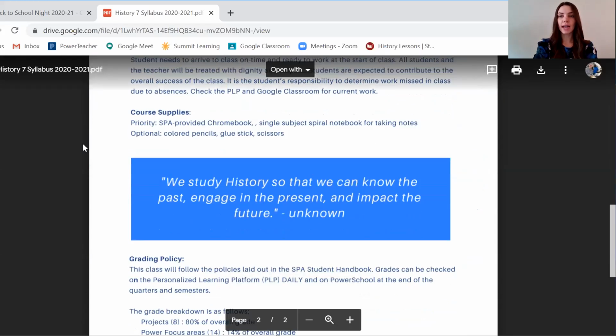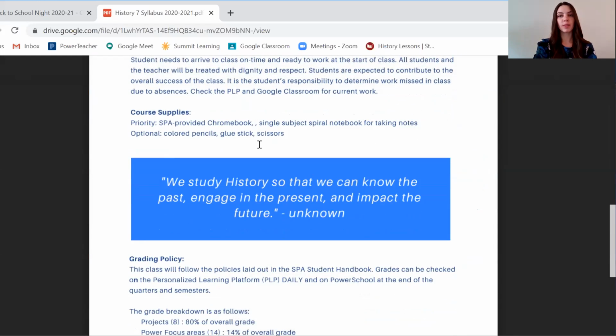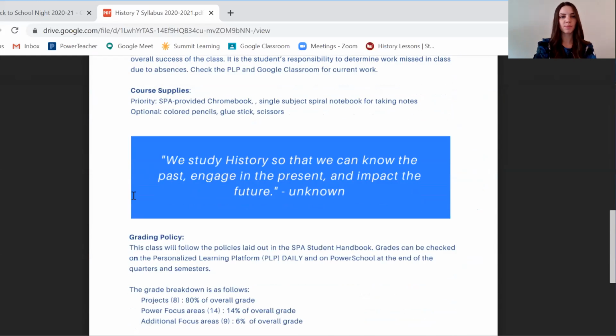For the supplies, I do recommend having a notebook for taking notes. If students are preferring to do some of their projects by hand, then it's optional to have colored pencils and scissors for some of those projects, but they're also not needed. Just your Chromebook is fine for this class.